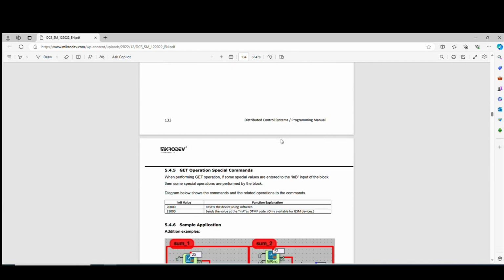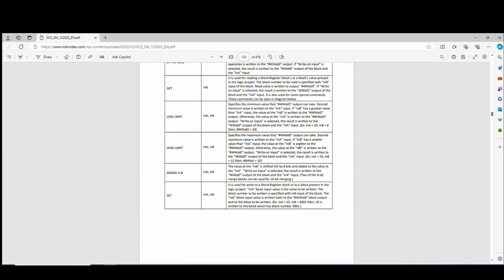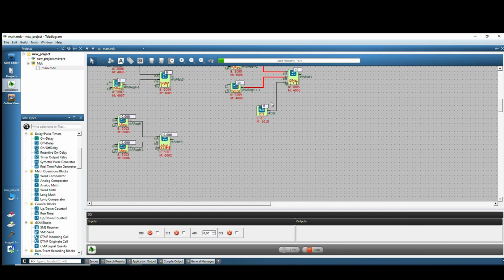Let's continue to look at word operation here. What do we have? Low limit, high limit. I'll show you low limit here in the analog operation block in a bit. Merge A and B: the word value in the INB input is used to create 32-bit data by combining the bits. Let's do this operation together.